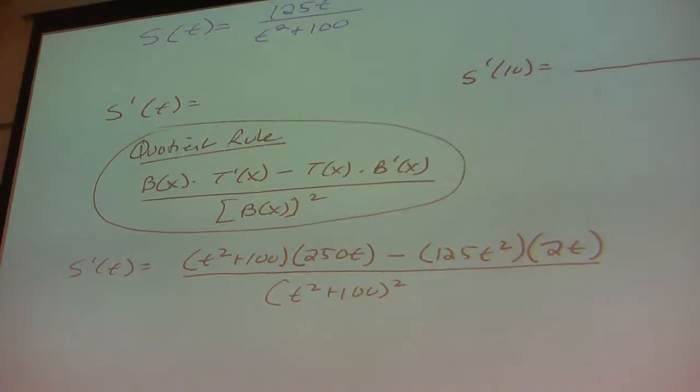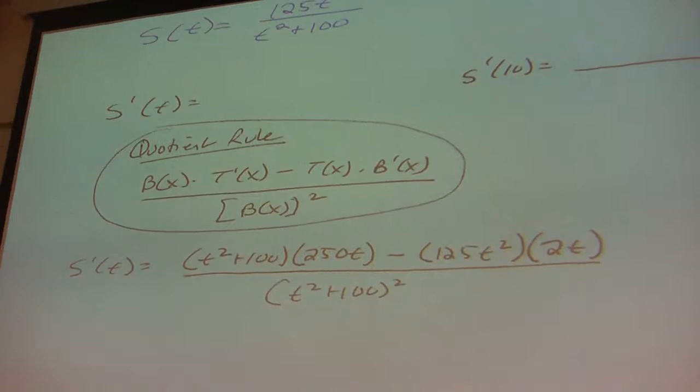Now I'm not done because I need to simplify the numerator. But if that part's wrong, everything else is wrong. Are we okay?